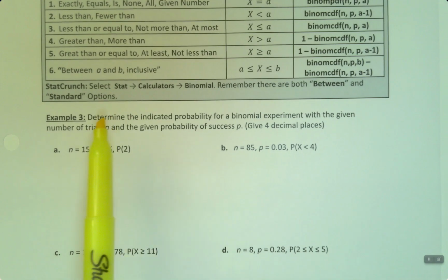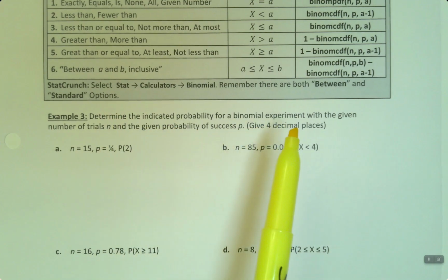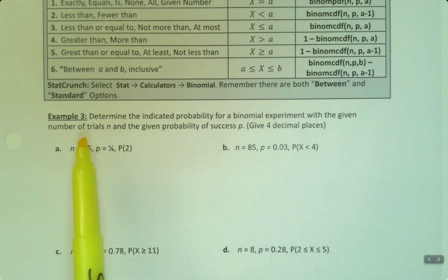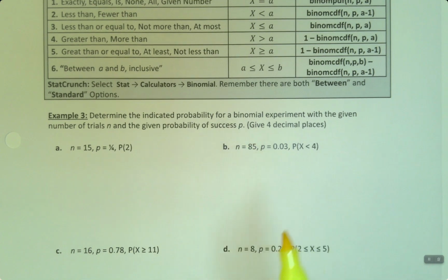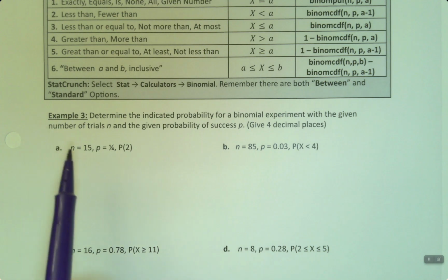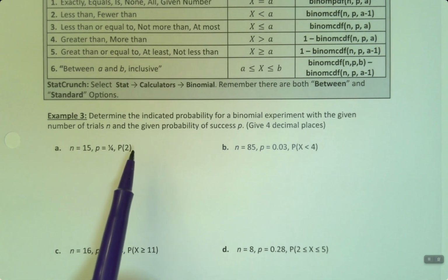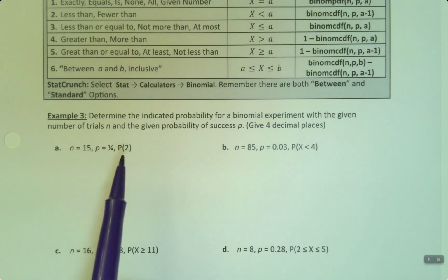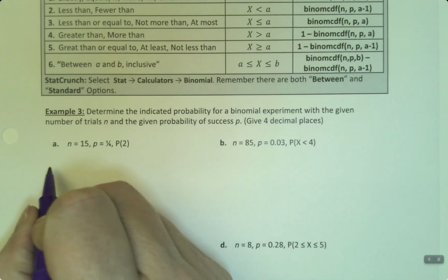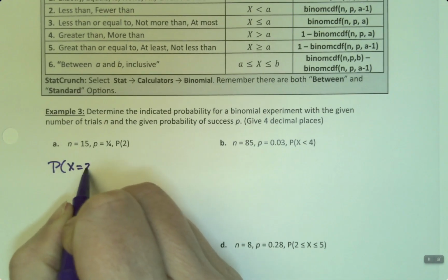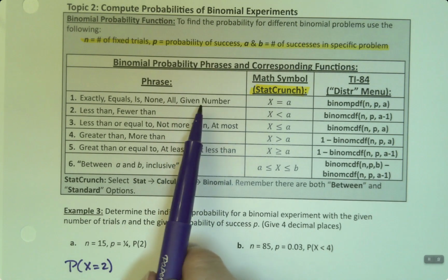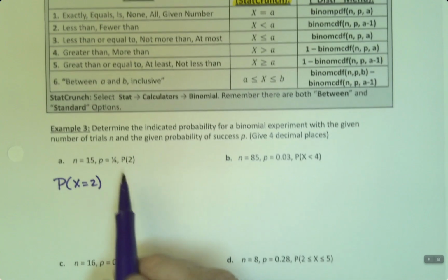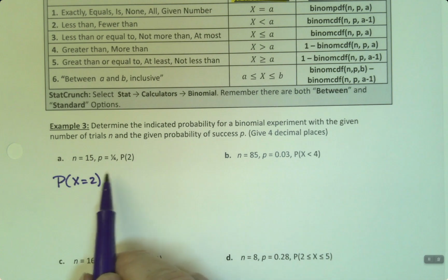All right, so we have to determine the indicated probability for a binomial experiment with the given number of trials, n, and the given probability of success, p. You'll notice here that that's a given number, namely 2. So we want to find the probability of 2 successes. I'll just note that we're finding the probability that x equals 2. This is the given number issue. A lot of times I won't bother saying x equals 2, but I mean that.